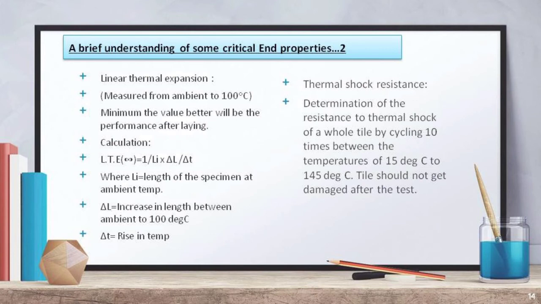A brief understanding of some critical end properties. First one, linear thermal expansion. Measured from ambient to 100 degrees Celsius. We have more information.